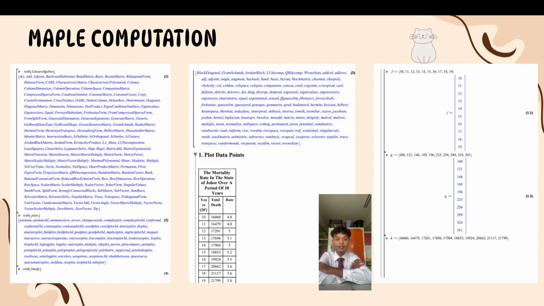Johor recorded increasing deaths count from 90,060 to 21,799, with mortality rate rising from 4.8 to 5.8 per 1,000 people. Our goal is to model this trend mathematically to understand its underlying structure.